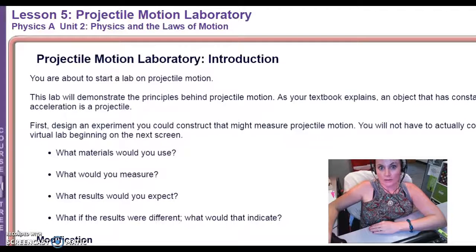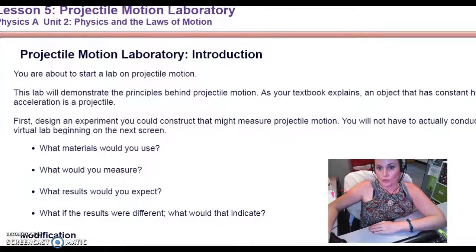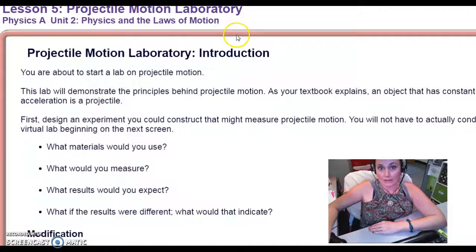One of the things you're going to notice about physics labs is that most of them, and I think all but just a couple, start off by asking you to design a hypothetical experiment. So you need to know about the concept that the lab is covering prior to actually doing the lab, and that will allow you to draw upon your knowledge to kind of fashion an experiment that you might be able to do in real life instead of just the virtual experiment that we're going to be doing on the computer. So think outside the box a little bit.